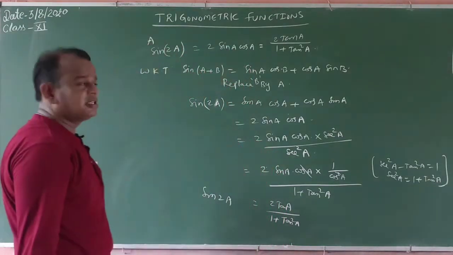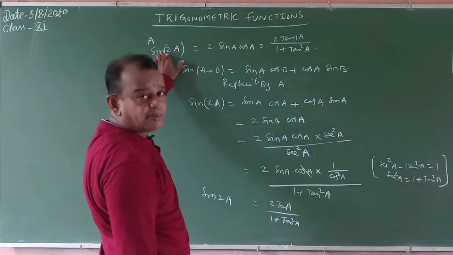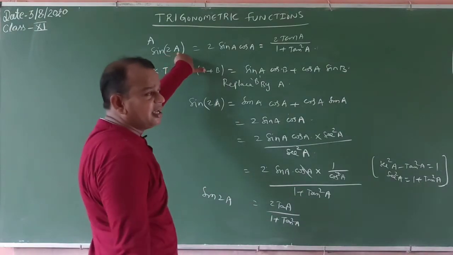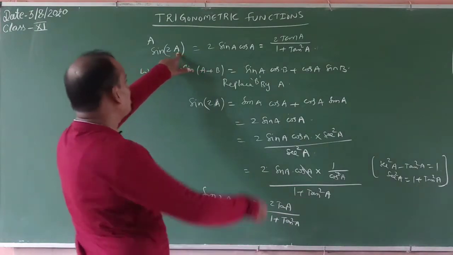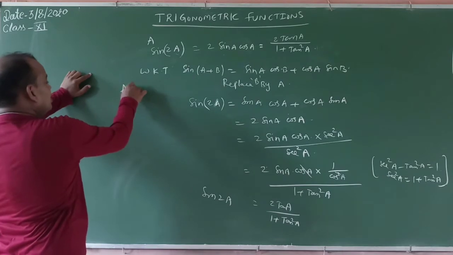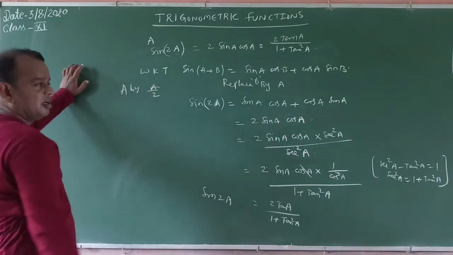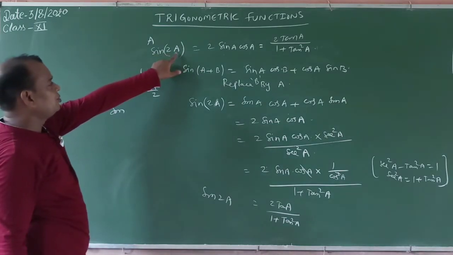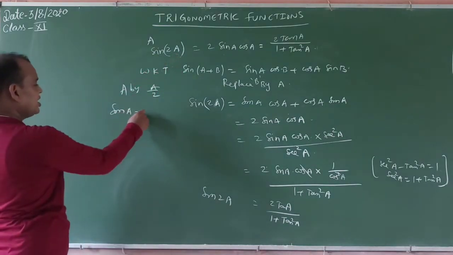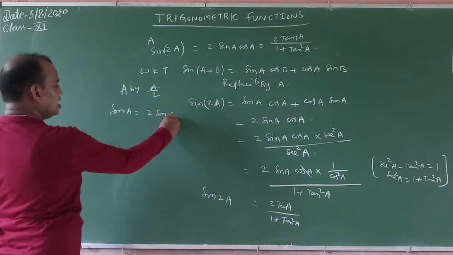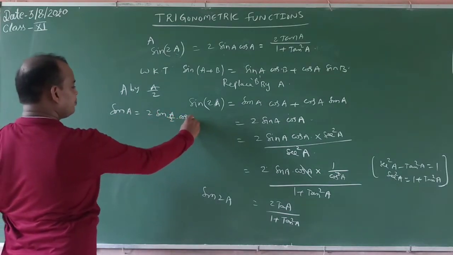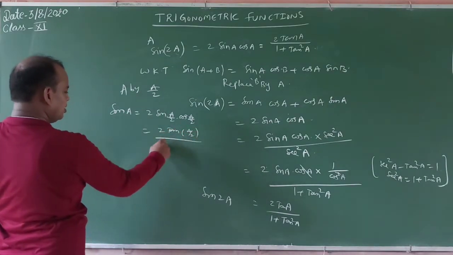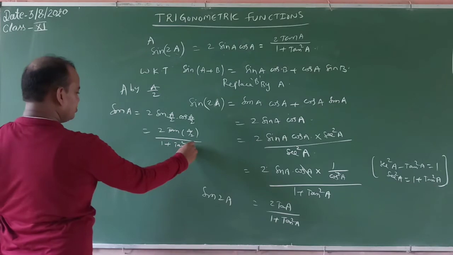Now suppose this is the multiple angle; for this one, the submultiple. Submultiple means in this total formula, replace A by A by 2. Instead of A you write A by 2. What happens in the submultiple formula? Sin, instead of A write A by 2, the 2 cancels, that is sin A. Sin A is equal to 2 sin A by 2 cos A by 2, that is equal to 2 tan A by 2 by 1 plus tan square A by 2.